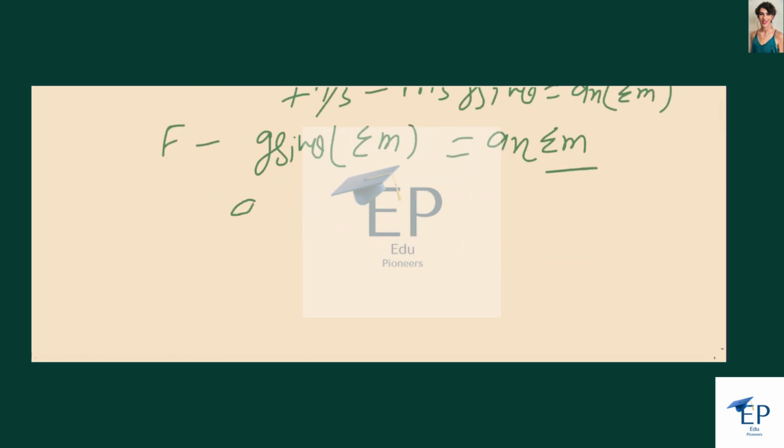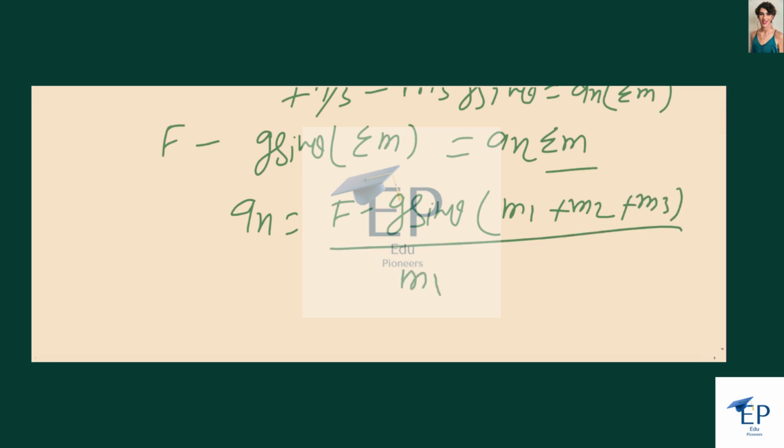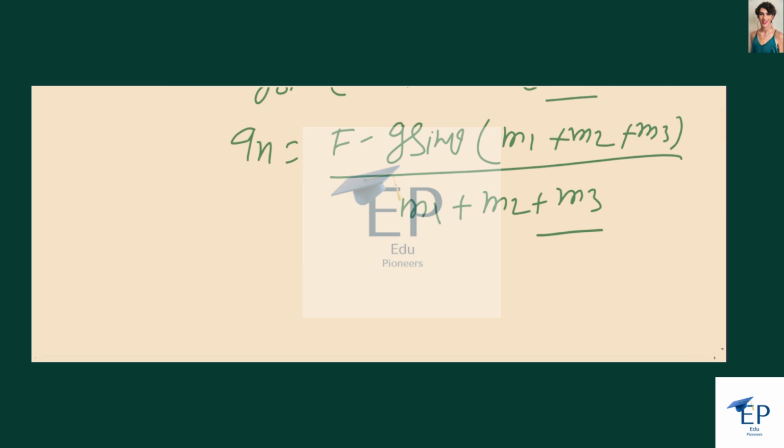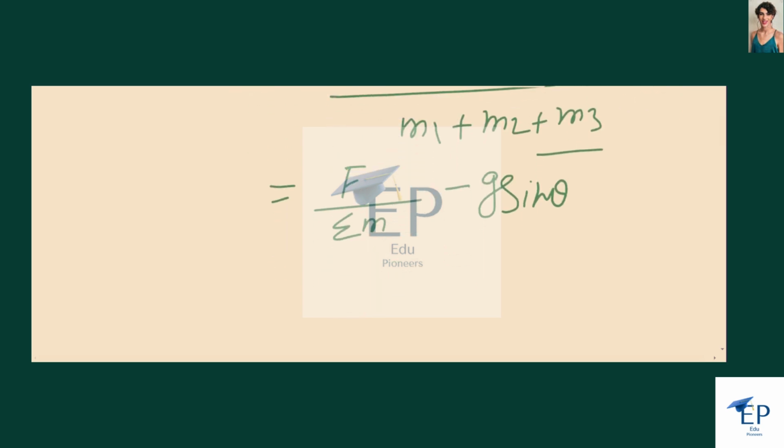So AX over there comes out to be F minus g sin theta into M1 plus M2 plus M3, upon sigma M, M1 plus M2 plus M3. And that means AX, when we divide, is F upon sigma M, which is M1 plus M2 plus M3, minus g sin theta, because this and this get cancelled. So AX will be this much.